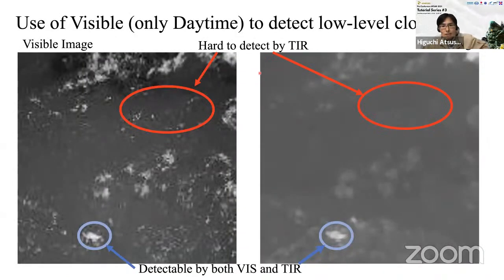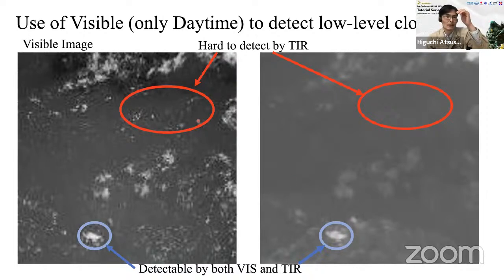The next step is how to utilize the visible. These are two images: this one is a visible image zoomed up, and this is the thermal infrared image zoomed up. The blue colored area shows where both visible and TIR can detect a cloud, because this is a high-level cloud.